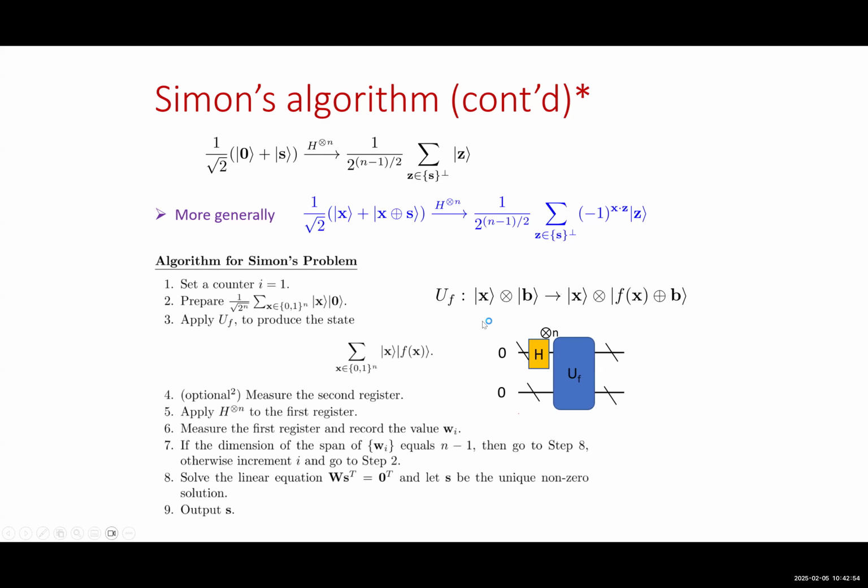So this is the algorithm. Measure the second register, which is optional. This is from Nielsen and Chuang. Then you apply the Hadamard to the first register, measure it, and record that value w_i, because it would be orthogonal to s. But if you only do it once, you only get one w bit string. You do it again, you may get a different w. You could collect enough w, for example n minus 1 of them, making sure that they're different.